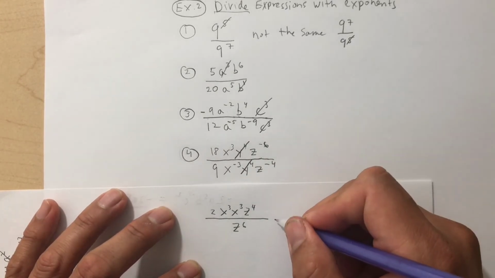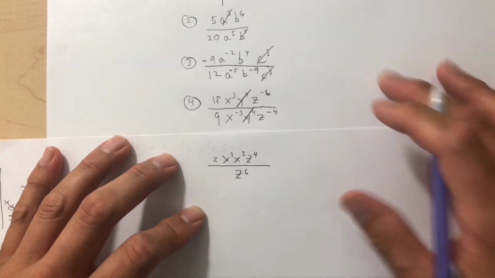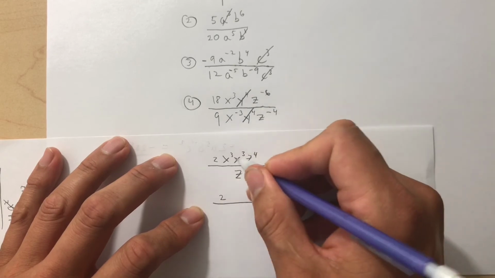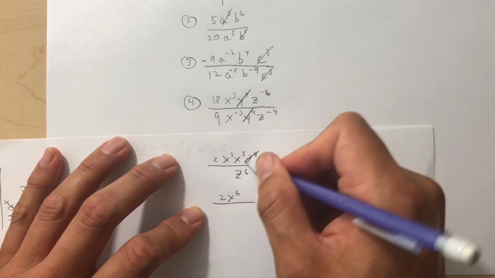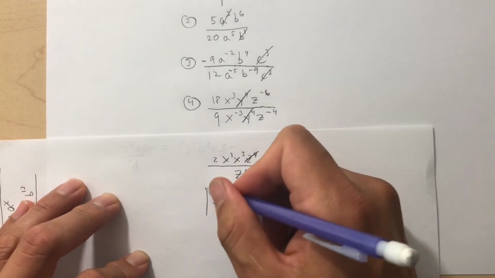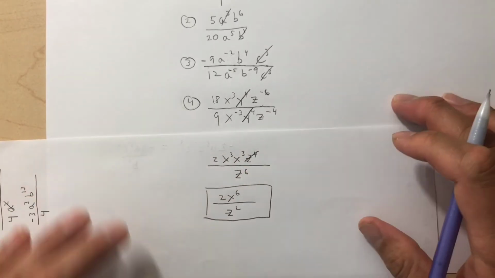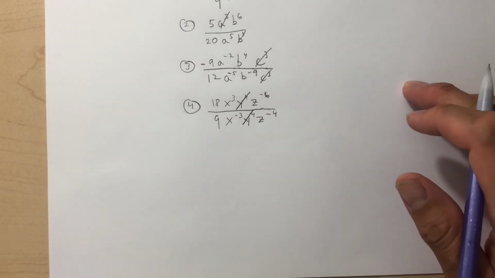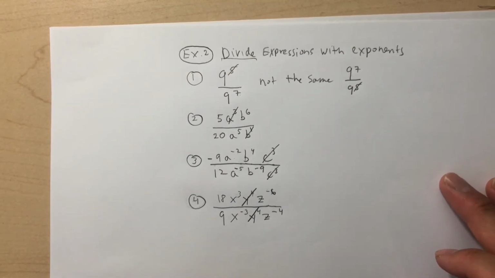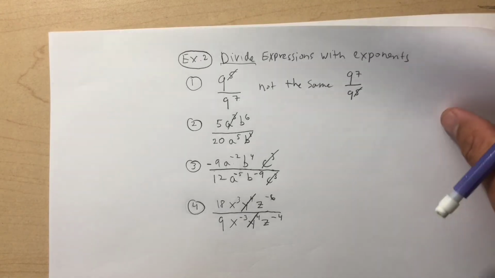Let's go and finish this problem. I'm moving it up real fast. This one here gives me fraction line first, so it gives me 2, and that gives me x to the 6th, and there's more z on the bottom by 2. That's my final answer. All right. Let's go ahead and move on to our last part of our notes.